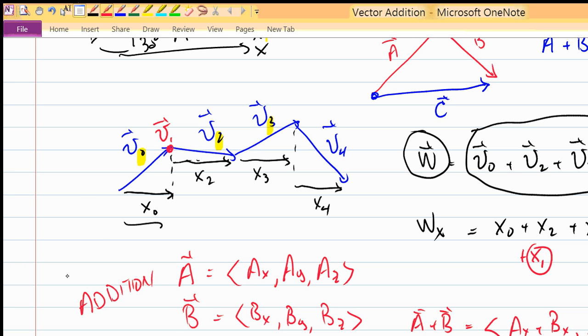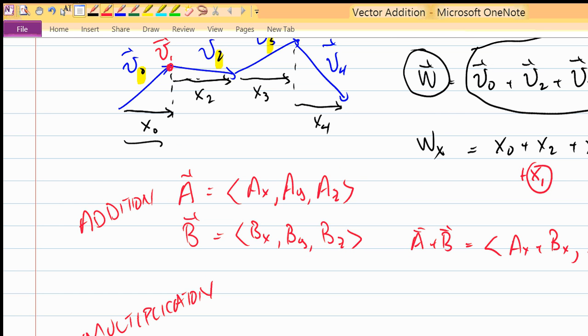There is also multiplication. But at this point in the course, it's not multiplying a vector by another vector. What I can do is take something which does not have a direction, a scalar, and multiply it by a vector. This keeps the direction the same, but it changes the length.